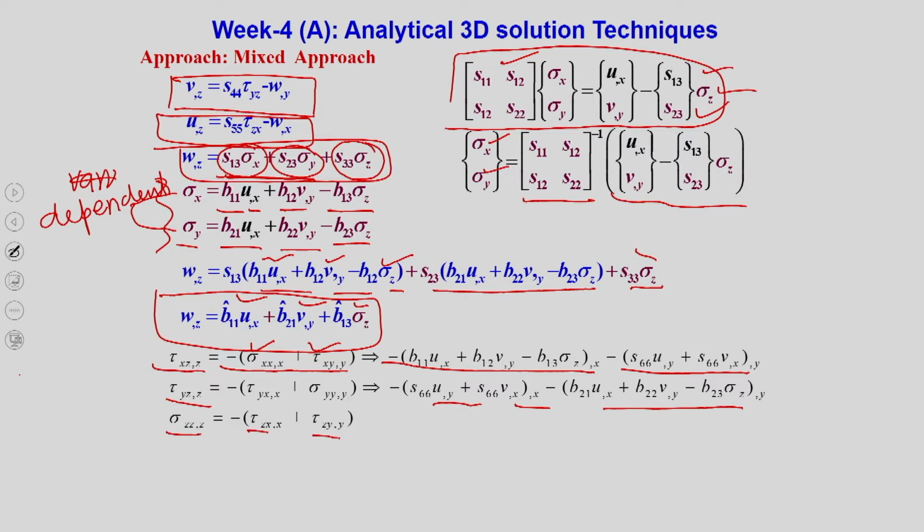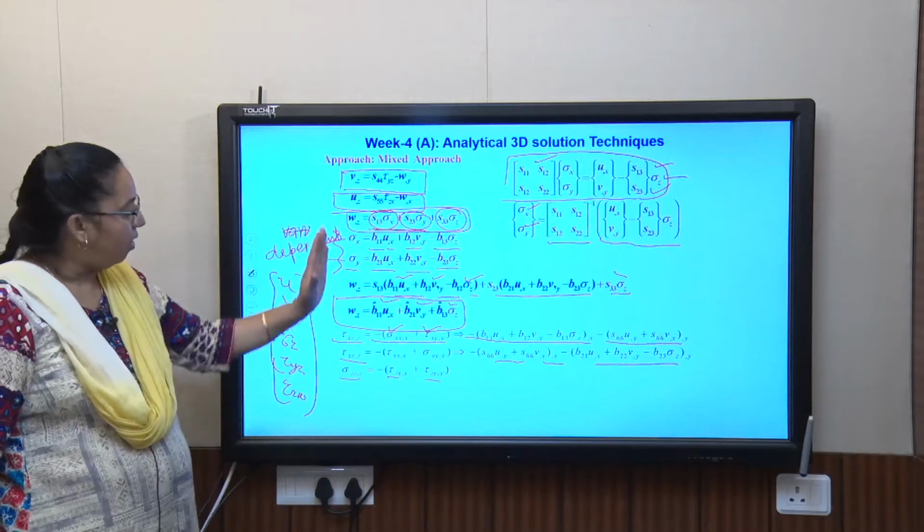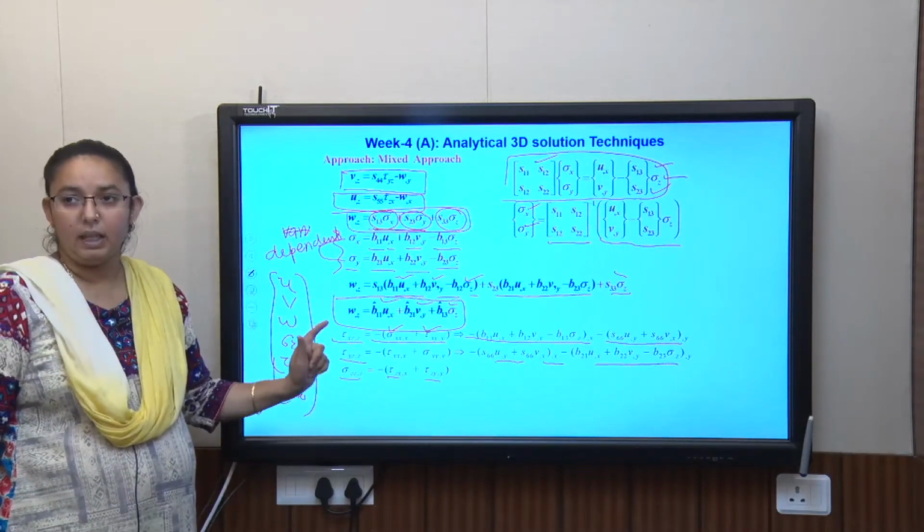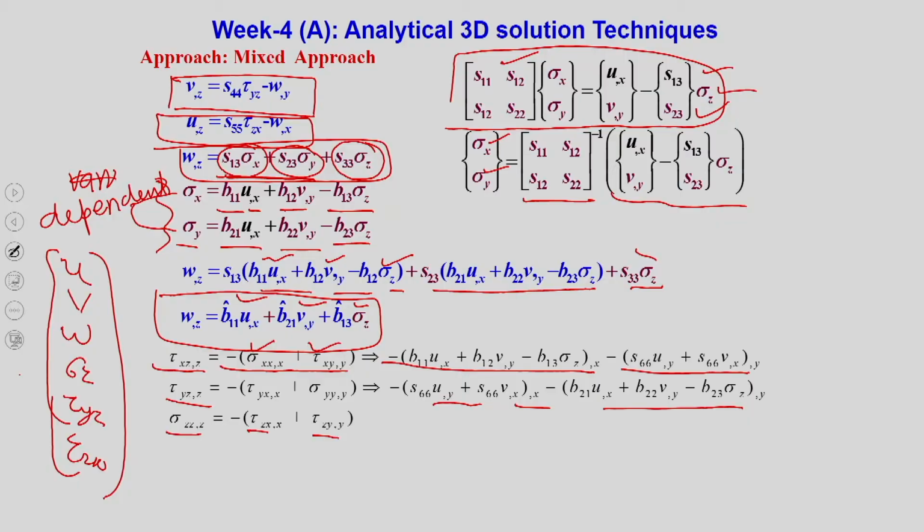So, when we are developing a three-dimensional plate solution or equation in terms of a mixed formulation, our primary variables are u, v, w, sigma z, tau yz and tau zx. These are our 6 primary variables. We are going to solve for that. So, now you see that we obtained 6 ordinary differential equations in the thickness direction.